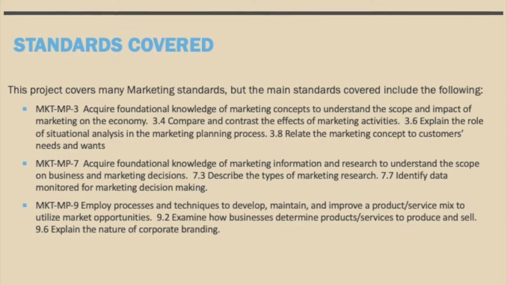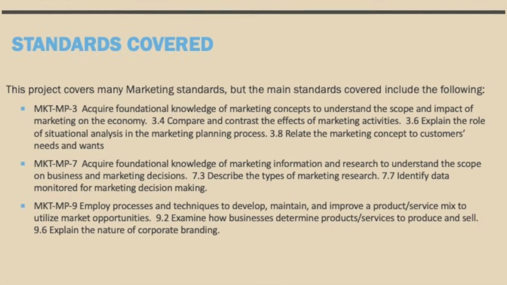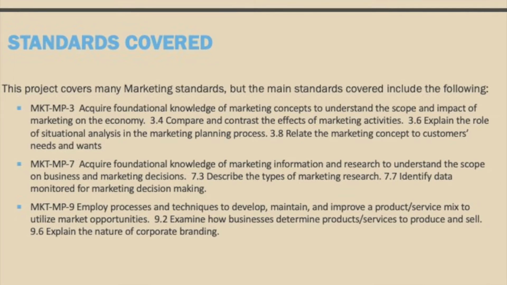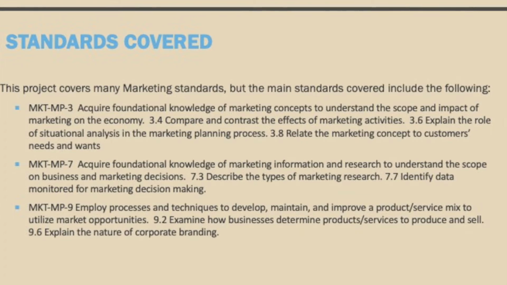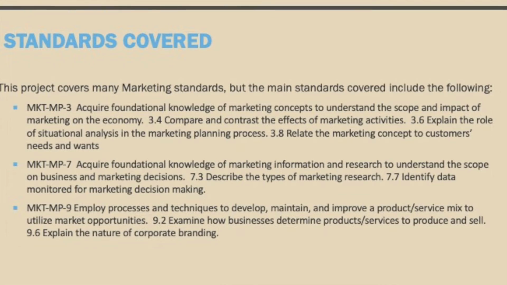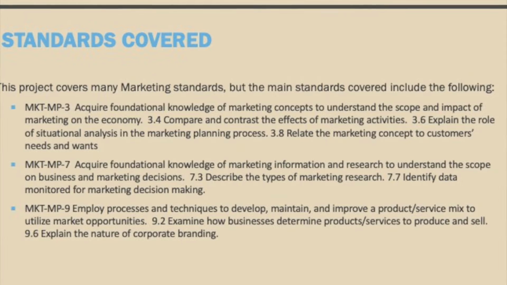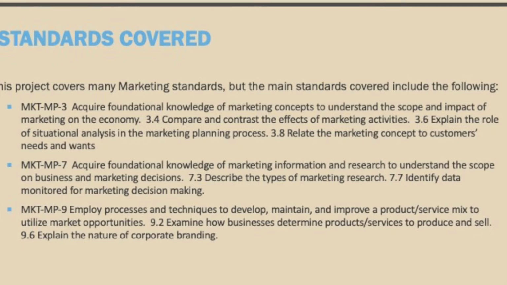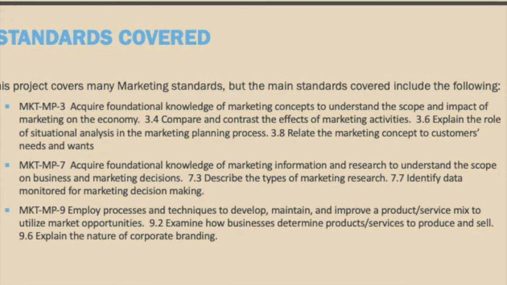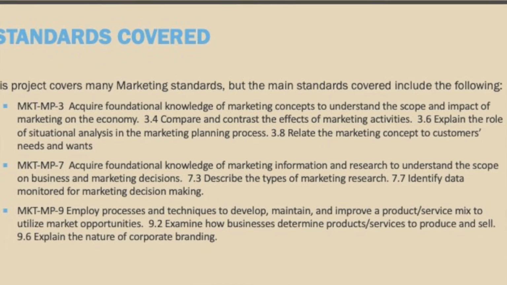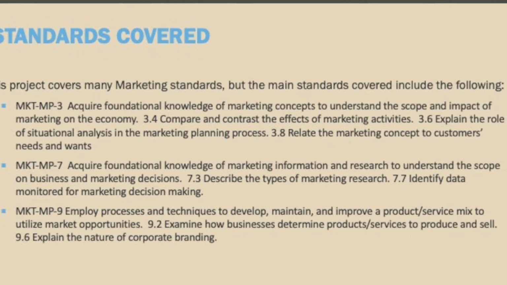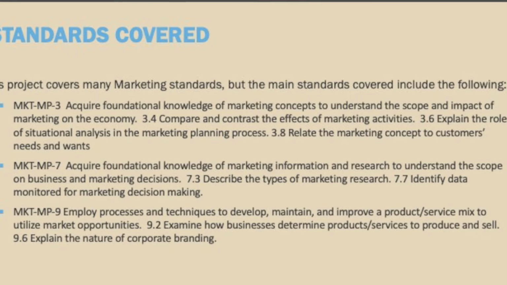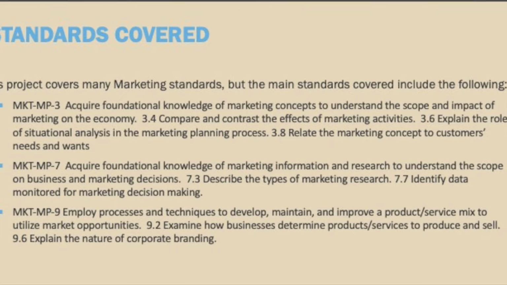Marketing Standard 7 is to acquire foundational knowledge of marketing information and research to understand the scope of business and marketing decisions. 7.3 is to describe a type of marketing research. 7.7 is to identify data monitored for marketing decision making. Marketing Standard 9 is to employ processes and techniques to develop, maintain, and improve a product and/or service mix to utilize market opportunities. 9.2 is to explain how businesses determine products and/or services to produce and sell. And 9.6 is to explain the nature of corporate branding.